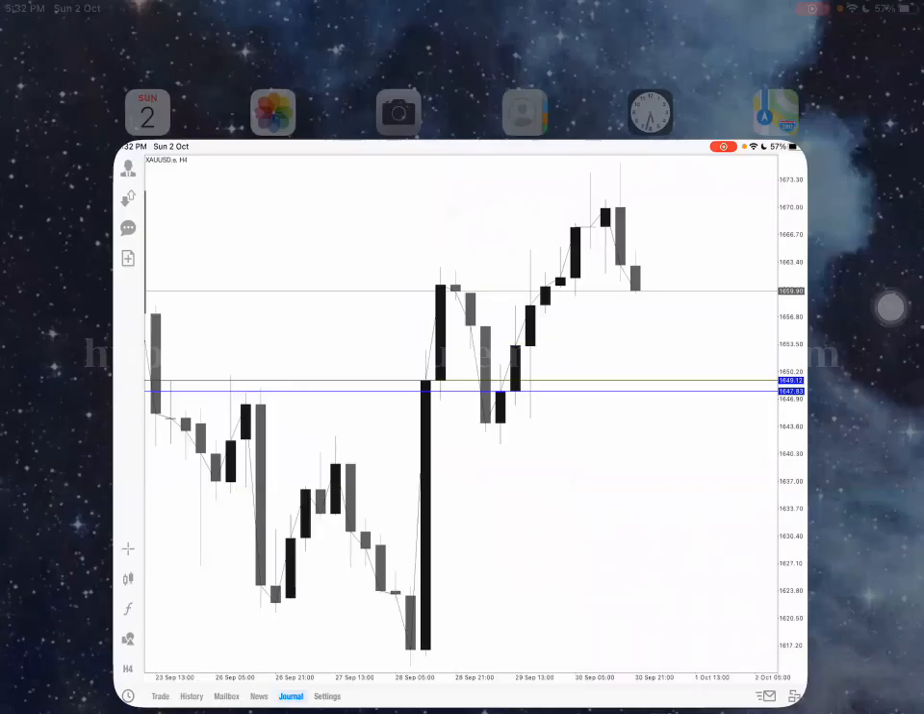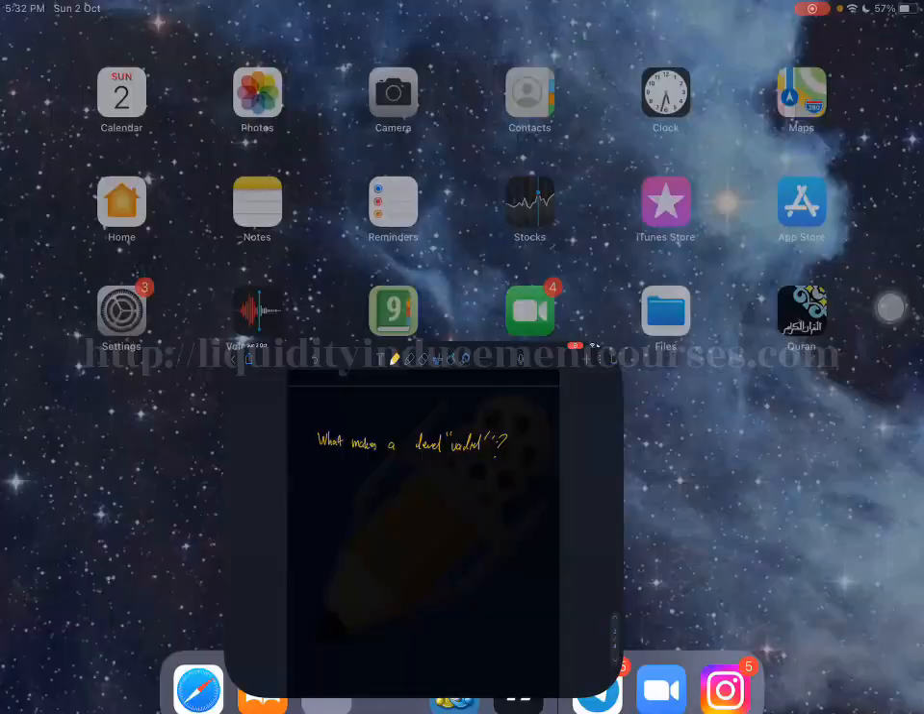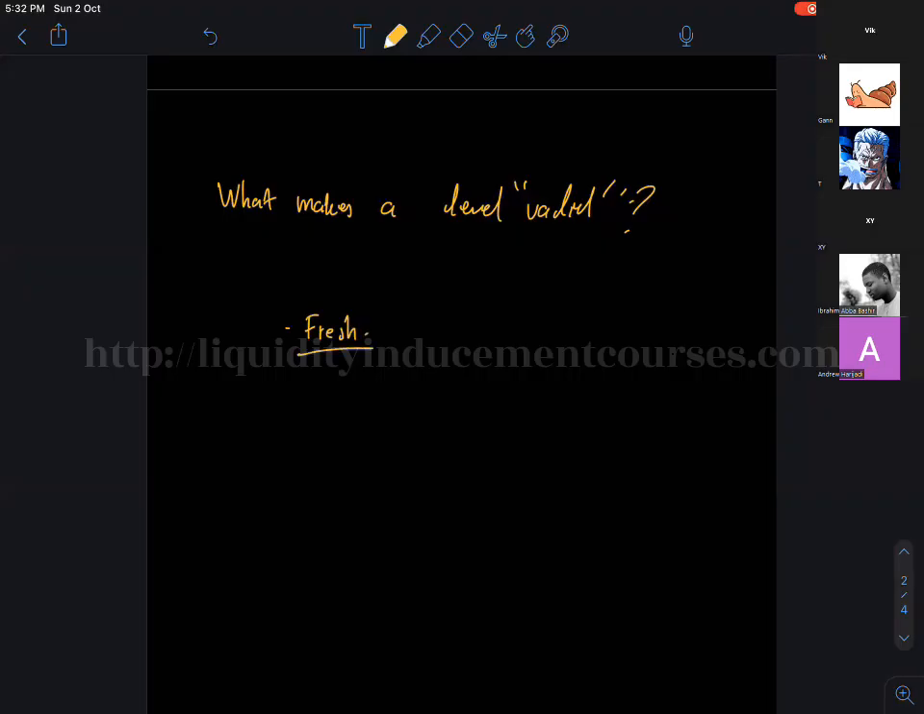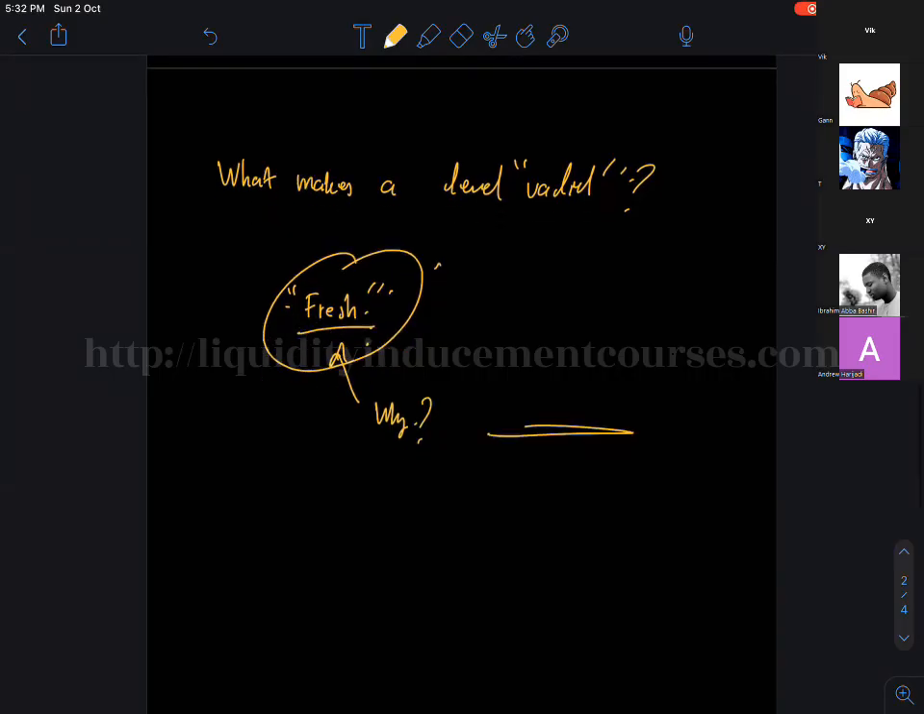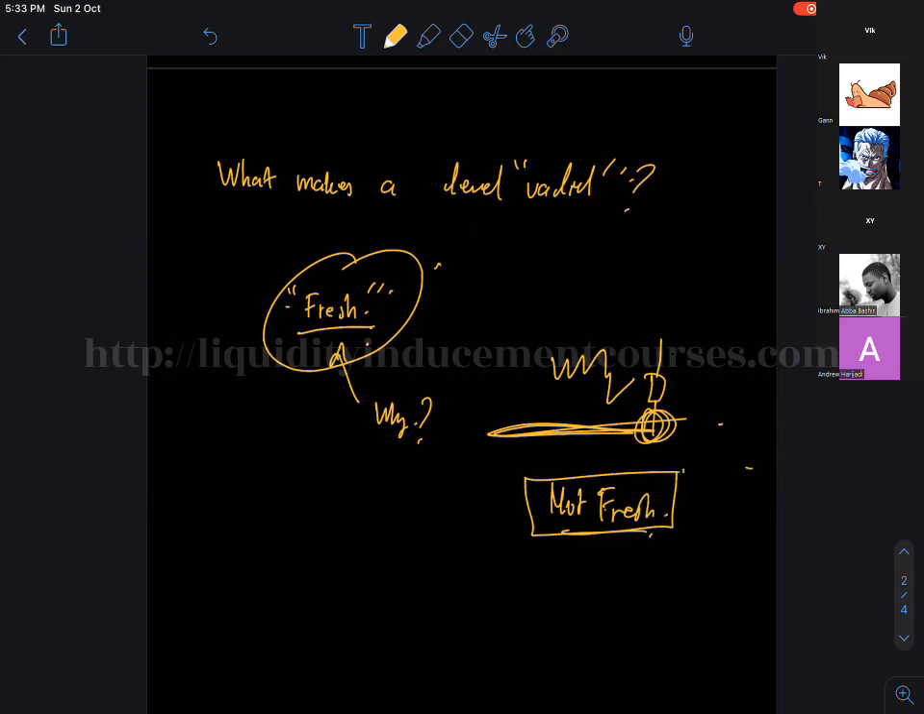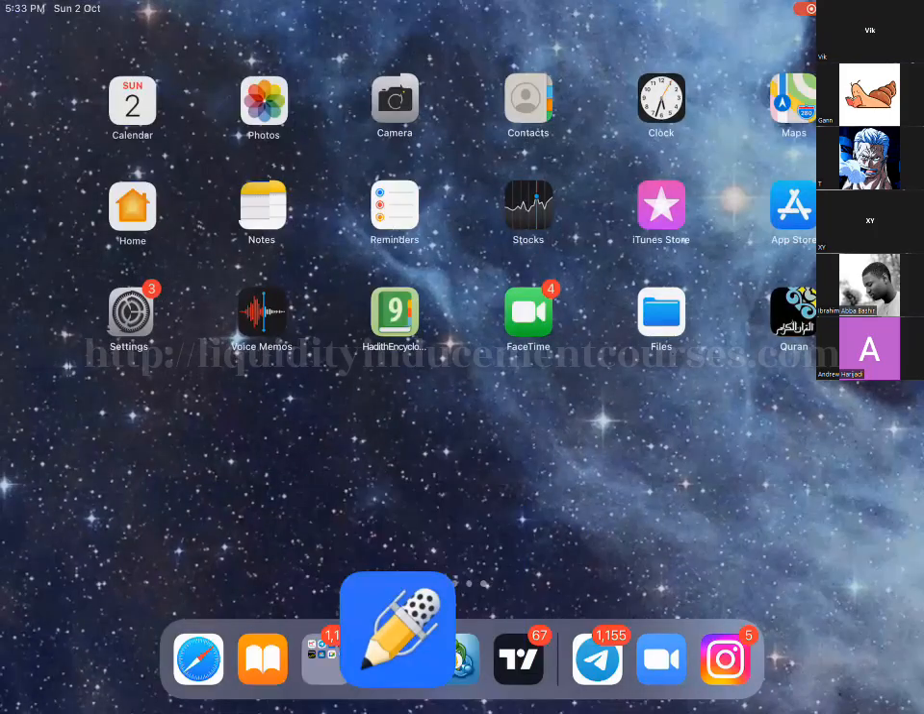The first thing you're going to have to be familiar with is the term fresh. Fresh is basically when a level hasn't been touched by any price, by a shadow most of the time. If the shadow touches it, it means that it is not fresh. And so how did I get the idea?